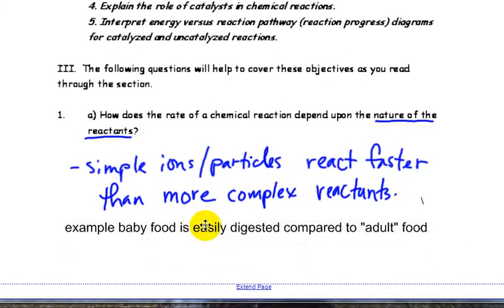So the first factor that we'll look at is the nature of the reactants themselves. If you have your reactants in a simple form, so if they exist in ion form, so dissolved already, or if they're an easier particle, then the reaction rate will be faster than more complex reactants. Because with more complex reactants, you have to break them down first, then react them, whereas these are already broken down. So for example, baby food is easily digested compared to adult food. You could use that as kind of a reason why.